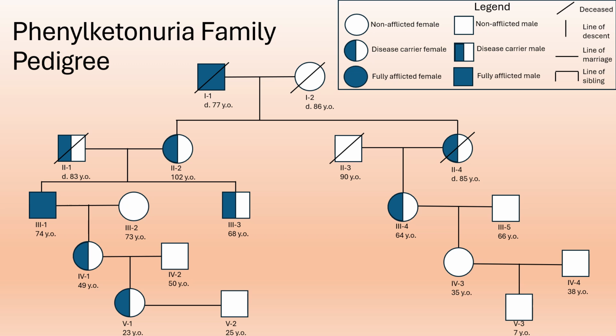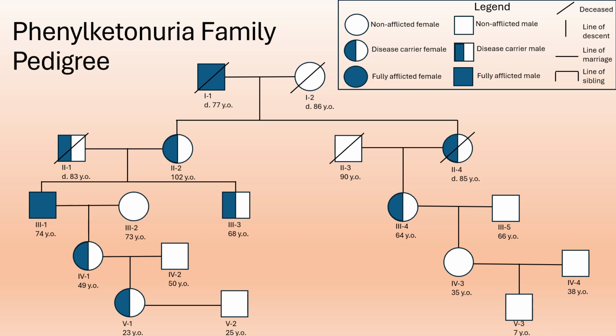A half white, half blue circle is going to be a female carrier of the disease, so that's a heterozygote. So it would be a female who carries the disease in her genotype, but she doesn't express it in her phenotype because this is a recessive disease. And a blue circle is a fully affected female, so a homozygous recessive female.